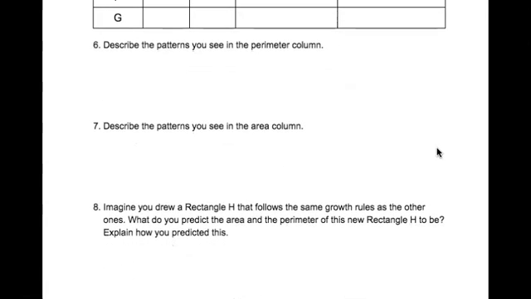Imagine you drew a rectangle H that followed the same growth rules of the other ones. What do you predict the area and the perimeter of this new rectangle H to be? Explain how you predicted this.